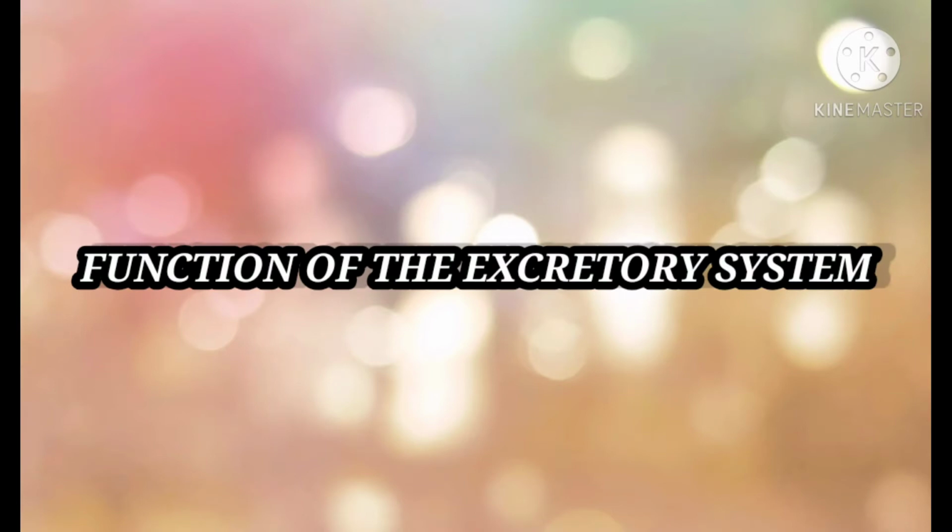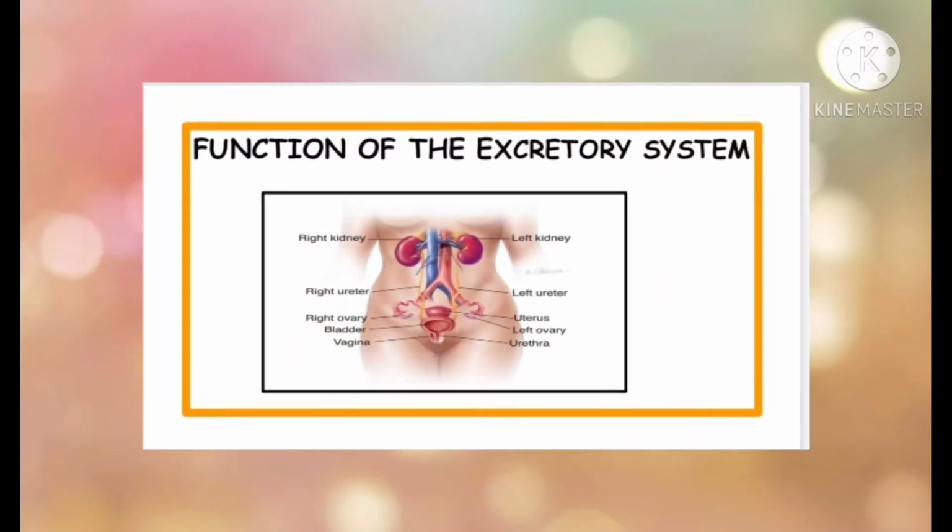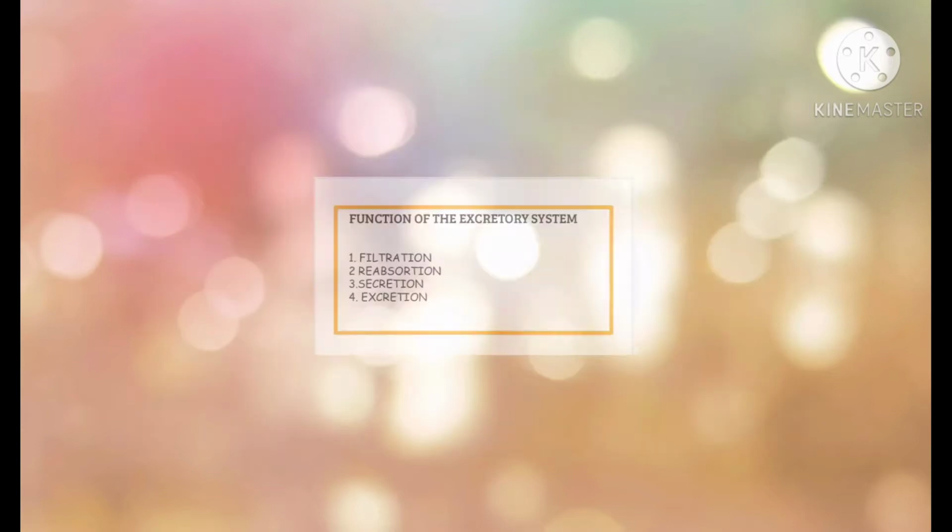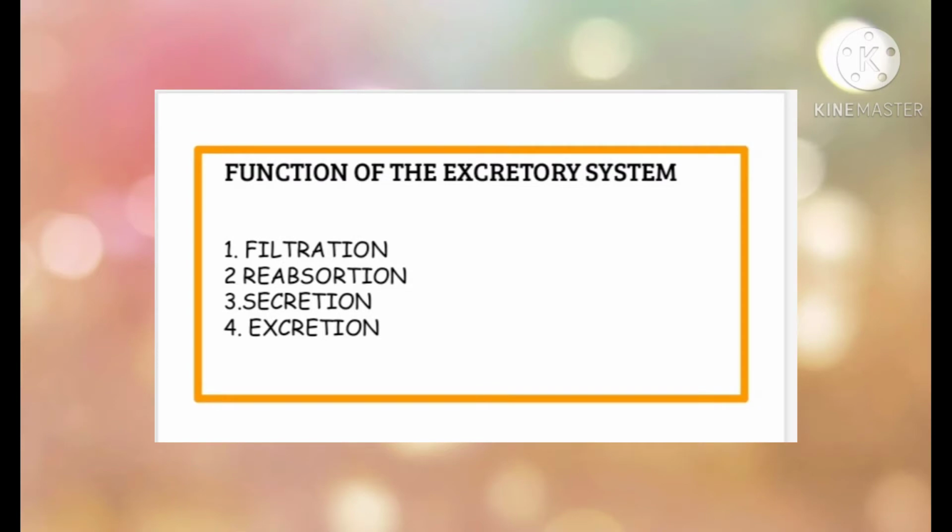Function of the excretory system. And here are the function and parts of the excretory system: right kidney, left kidney, right ureter and left ureter, right ovary, uterus, bladder, left ovary, vagina, and the urethra. Function of the excretory system. There are filtration, reabsorption, secretion, and excretion.